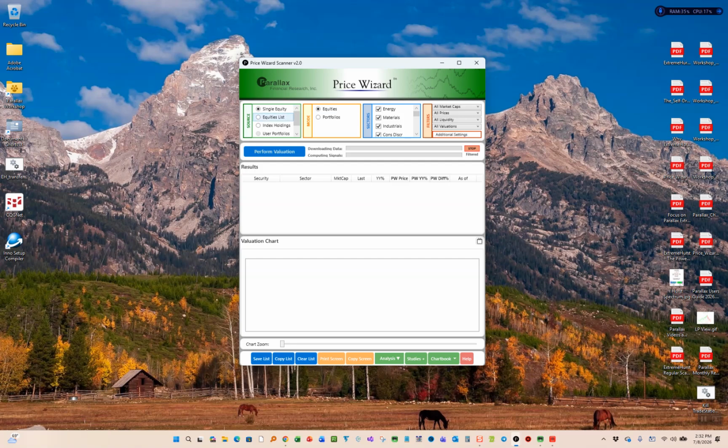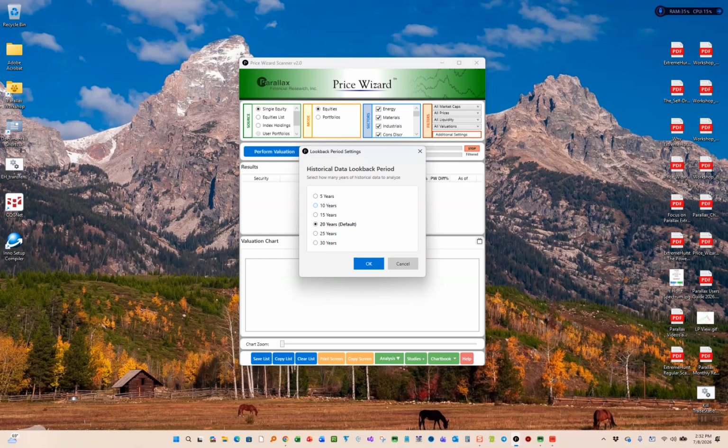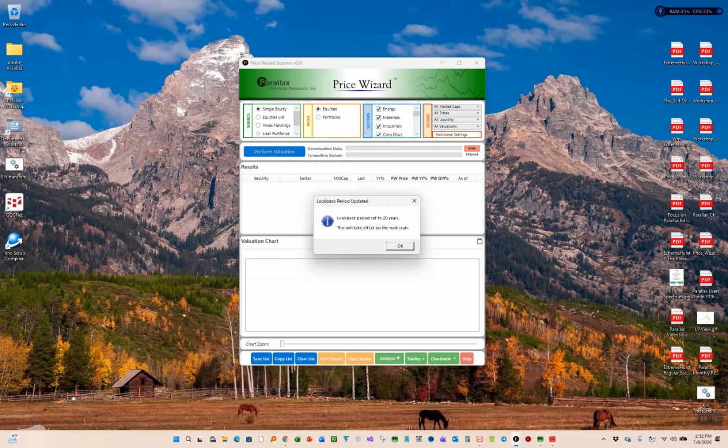So this is all pretty much the same as we had before, with the addition in here that you can pick a different look back period. So 15 years, 5 years, all the way up to 30 years back. 20 years is the default, so we'll leave that alone. That's new though. And then the rest of this is sort of as it was.